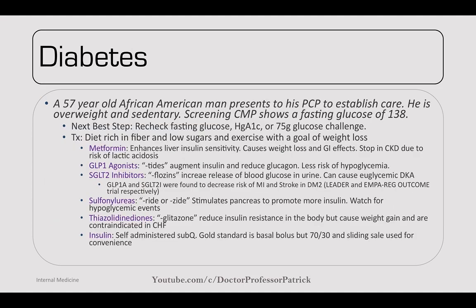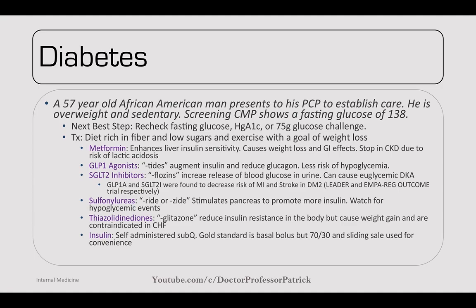Working our way into diabetes, we've got a 57-year-old African-American man presenting to his PCP to establish care. He's overweight and sedentary, and a screening CMP shows a fasting glucose of 138. The next best step here is to recheck a fasting glucose, and alternatively, you can get a hemoglobin A1C or do a 75-gram glucose challenge. So you would need to have 2 fasting glucose levels that are elevated, A1C above 6.5, or failing a glucose challenge test to diagnose diabetes.